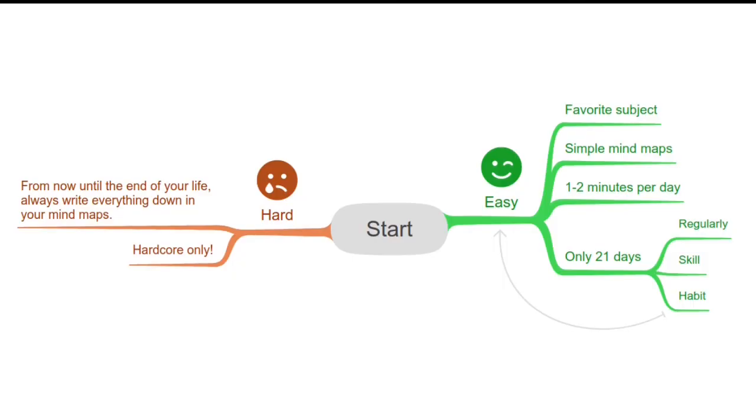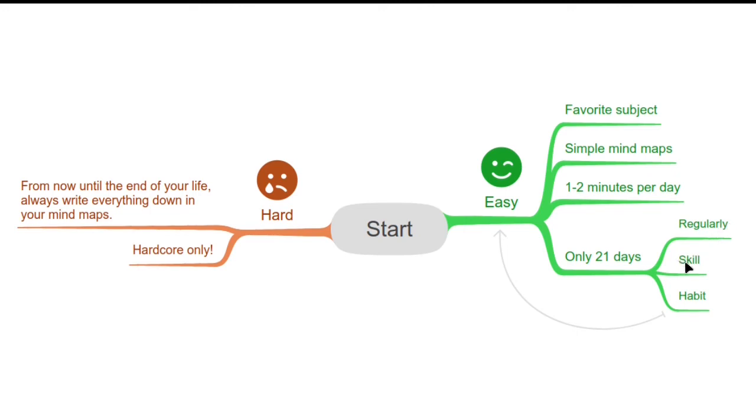And now let's see how you can start using mind maps. There are two options. Hard: from now until the end of your life, always write everything down in your mind maps. Hardcore only. And the second option is easy. Choose your favorite subject at university or a difficult subject you want to better understand. Simple mind maps, 1-2 minutes per day, sometimes maybe more if you want. Only 21 days, but on a regular basis.